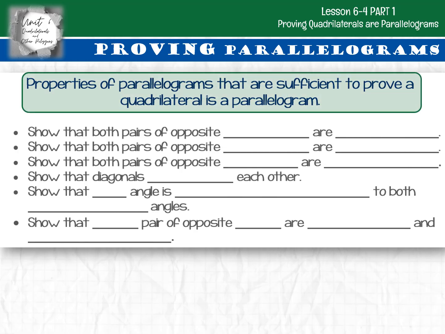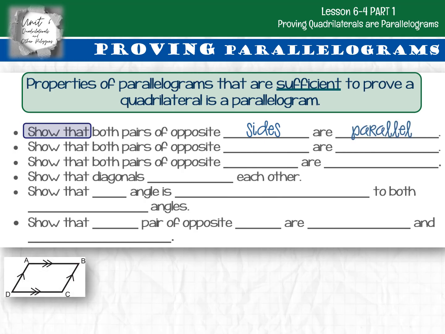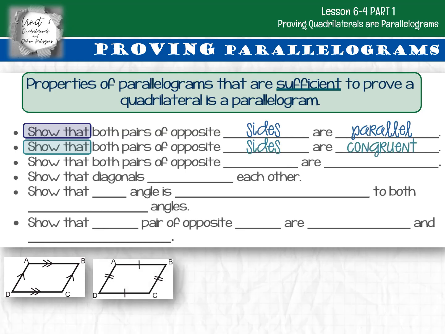Properties of parallelograms that are sufficient to prove a quadrilateral is a parallelogram. If you show that both pairs of opposite sides are parallel, that is enough. That's sufficient information to prove that the quadrilateral is a parallelogram. You could show that both pairs of opposite sides are congruent. That is sufficient to prove the quadrilateral is a parallelogram.